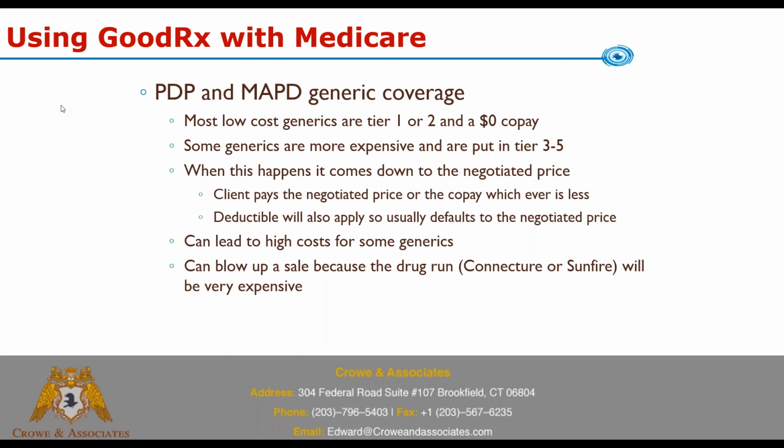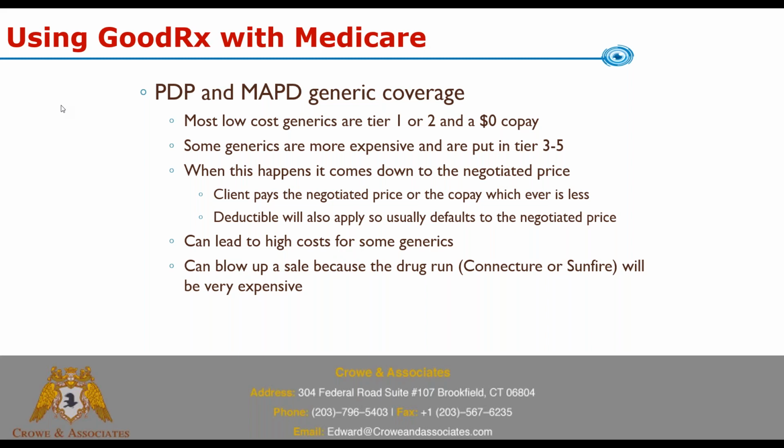when it goes in tier 3 to 5, the company is going to default either to the copay, which in tier 3 to 5 can be expensive, or to the negotiated price, whichever is less. They can't upcharge. So if the negotiated price that they've negotiated with that pharmacy for that drug is lower than the copay, then the client is going to pay the lower amount, the negotiated rate, not the copay. So when the generic drug is put in that tier, that's really what it comes down to. How well has that insurance company negotiated that price?